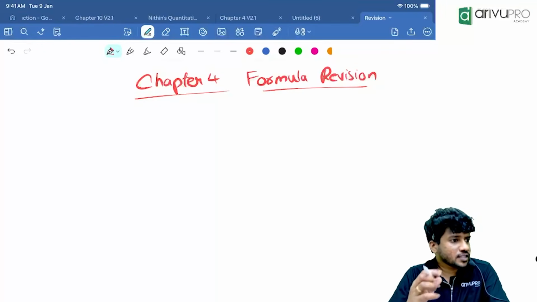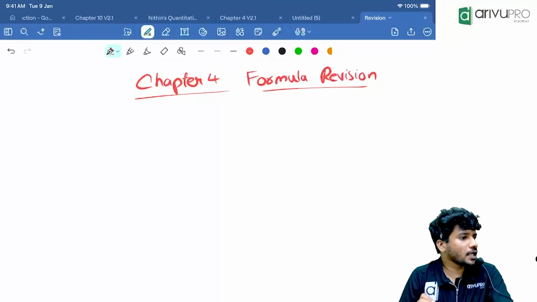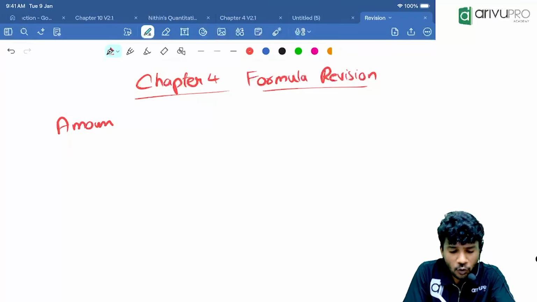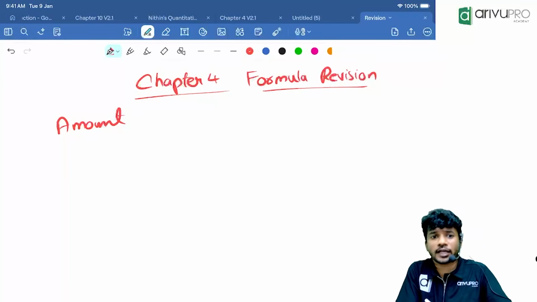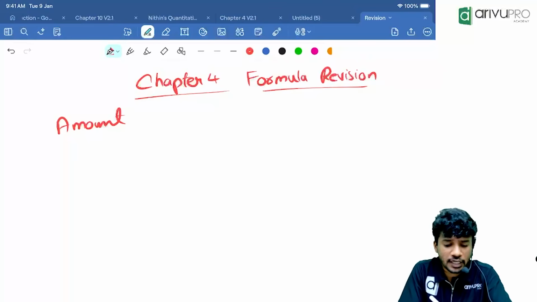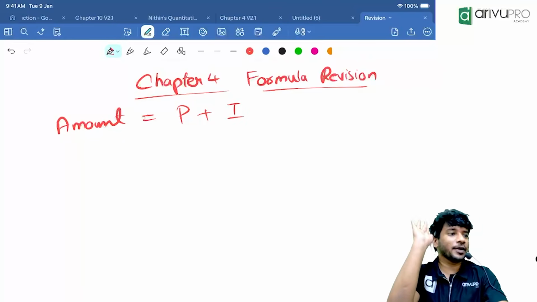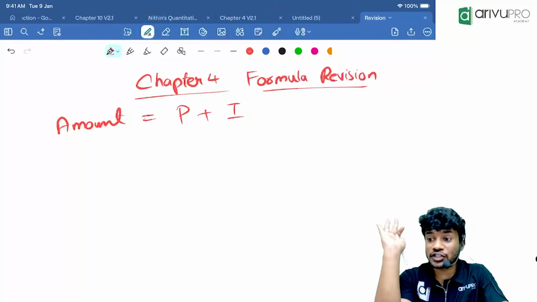In chapter 4, we started off with the basic formula. The basic formula we studied was the amount formula, or accumulated sum, or accumulated amount. What is the formula for that? That is nothing but principal plus interest. That is the basic thing we require to study each and everything.